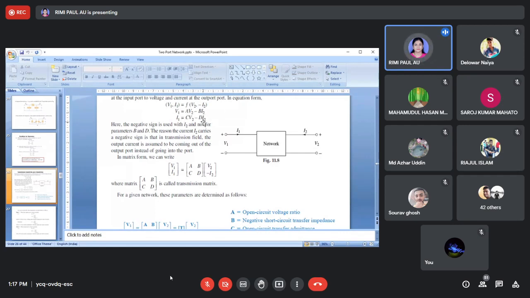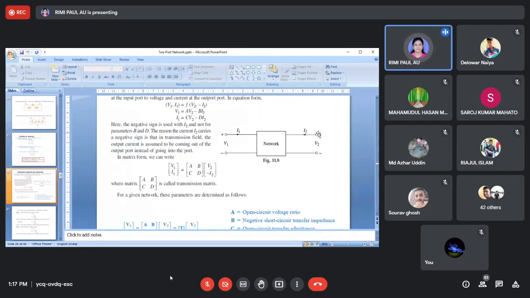Next, if I put I2 equal to 0, then what I'm getting is I1 by V2. This is an admittance, and it is a transfer admittance. Its unit is Siemens. So I1 by V2 is equal to C. We don't change anything at the input: whatever input voltage you are giving, we get the same input current. In the first case we do the open circuit, and in the second case we do the short circuit of the output port.